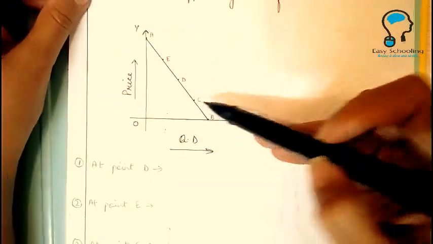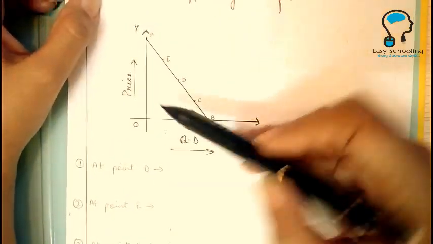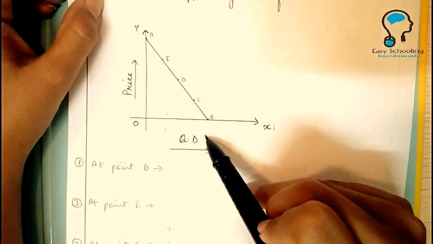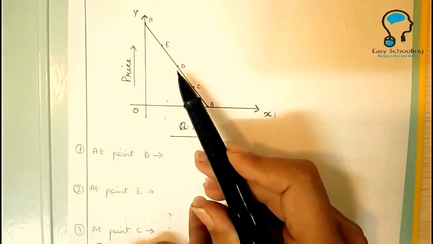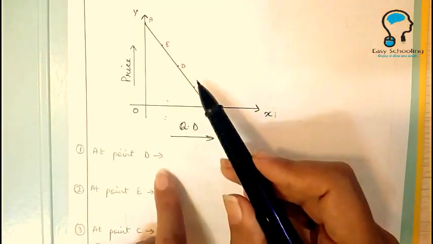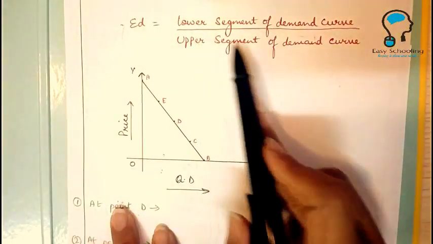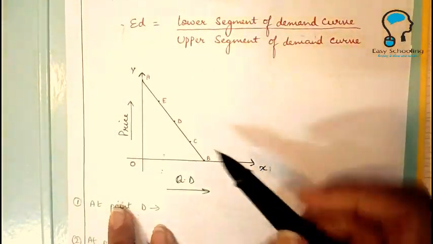Here are points A, B, C, D, E. This is a demand curve. This is price, and this is quantity on the x-axis. If I have to find out the elasticity of demand at point D, what am I supposed to do? The formula is lower segment of the demand curve upon upper segment.